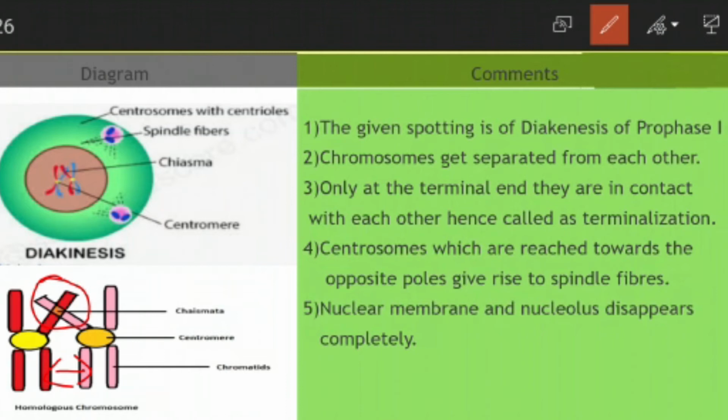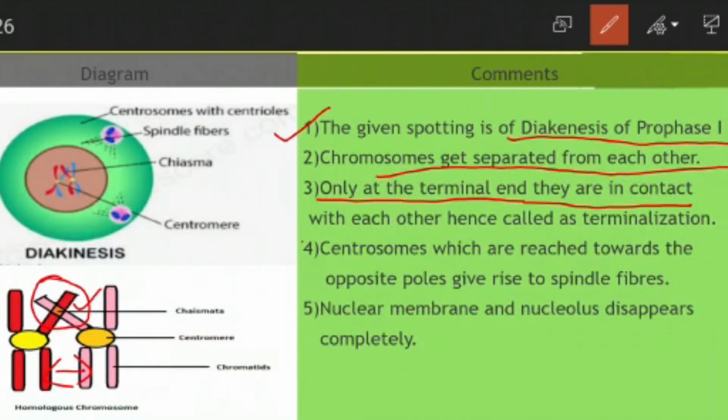This chart is of diakinesis. So when you are writing, your first point will be: the given spotting is of diakinesis of prophase one. Diakinesis means both the homologous chromosomes are totally separated, and they are attached only at the termination point. The maximum part of the chromosome gets separated, and only at the terminal end are they in contact with each other. Hence that is called terminalization.